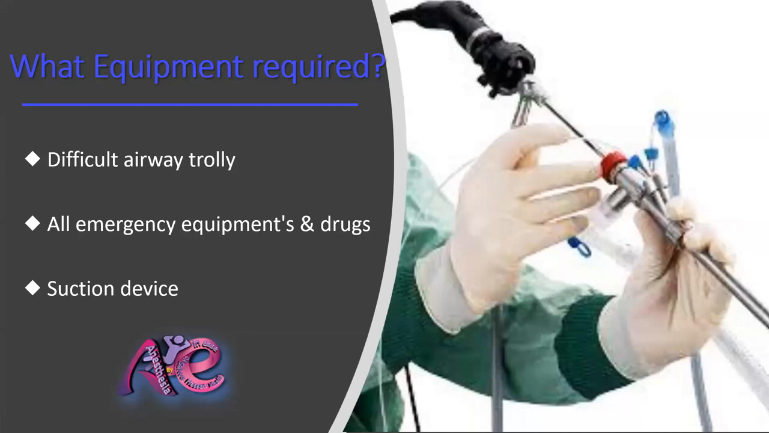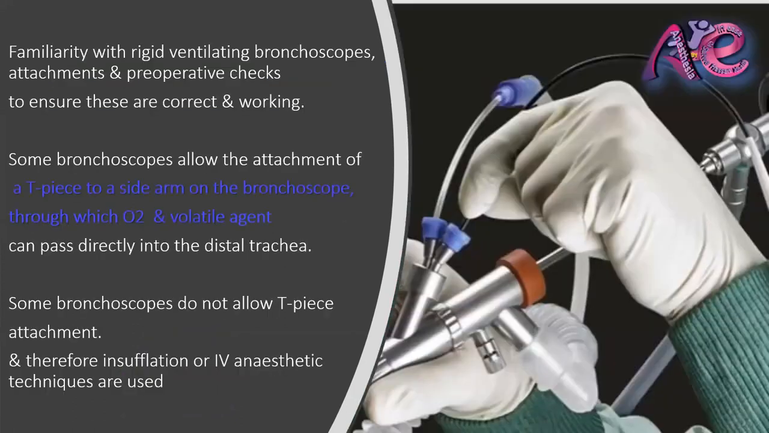What equipment is required? I should prepare a difficult airway trolley, all emergency equipment, all resuscitation and emergency drugs, and suction devices. Familiarity with the rigid ventilating bronchoscope, its attachment, and preoperative checks to ensure they are correct and working is crucial. Some bronchoscopes, as in this picture, allow the attachment of a T-piece to the side arm of the bronchoscope, through which oxygen and volatile agent can pass directly into the distal trachea.